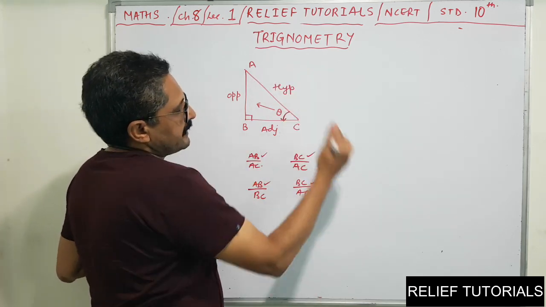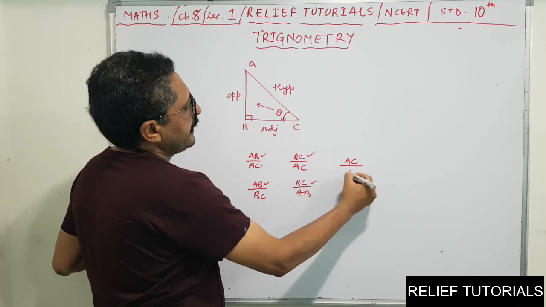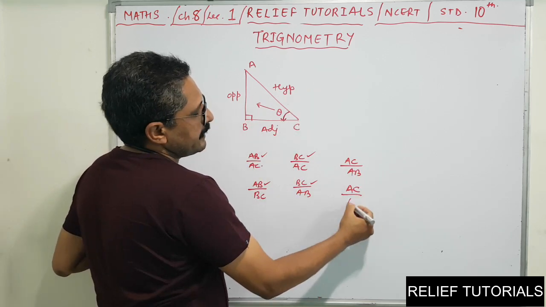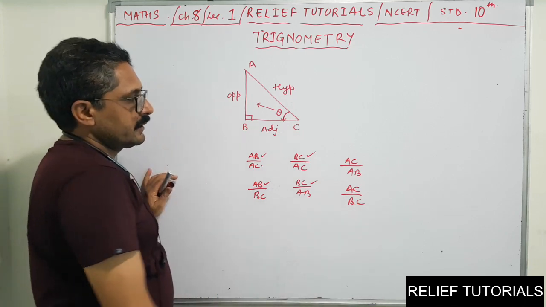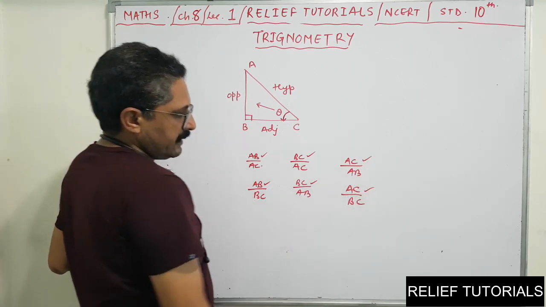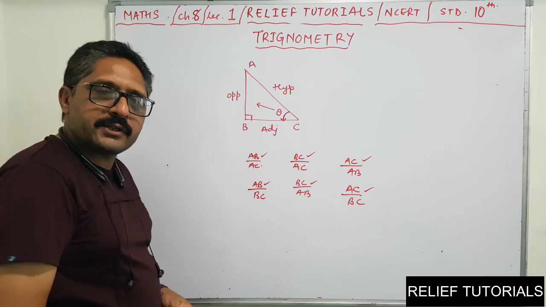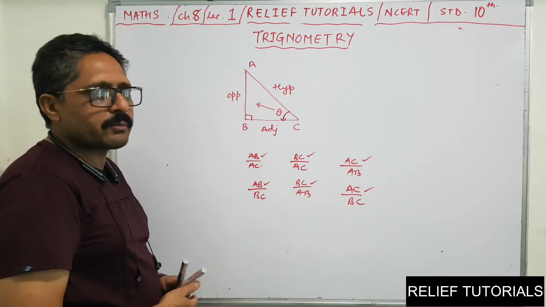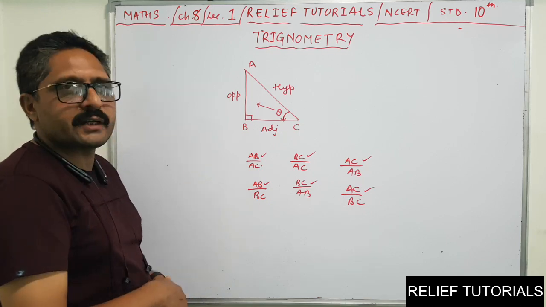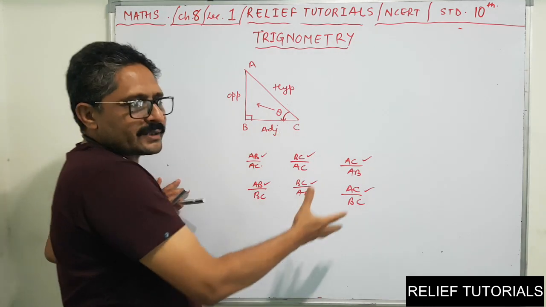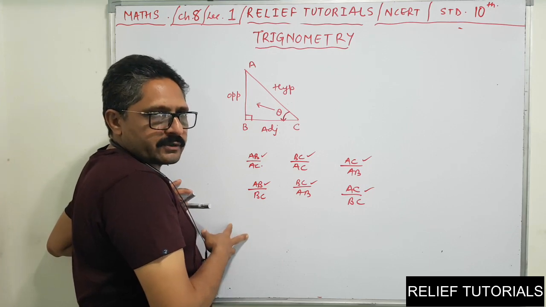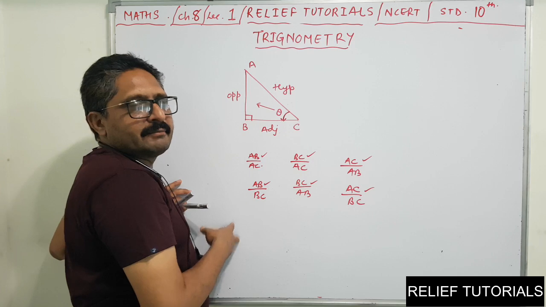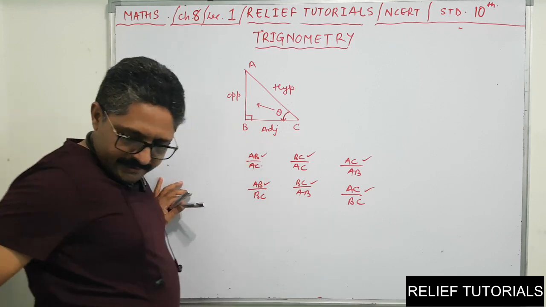Again we can say AC upon AB and AC upon BC. So here we have taken AC as the base. So altogether there are 6 possible ratios. Can you find any more ratios other than this? No, it's not possible. Only 6 possible ratios are there. And these ratios are called trigonometric ratios, and a few names are given to them. We will discuss what names are given to these now.